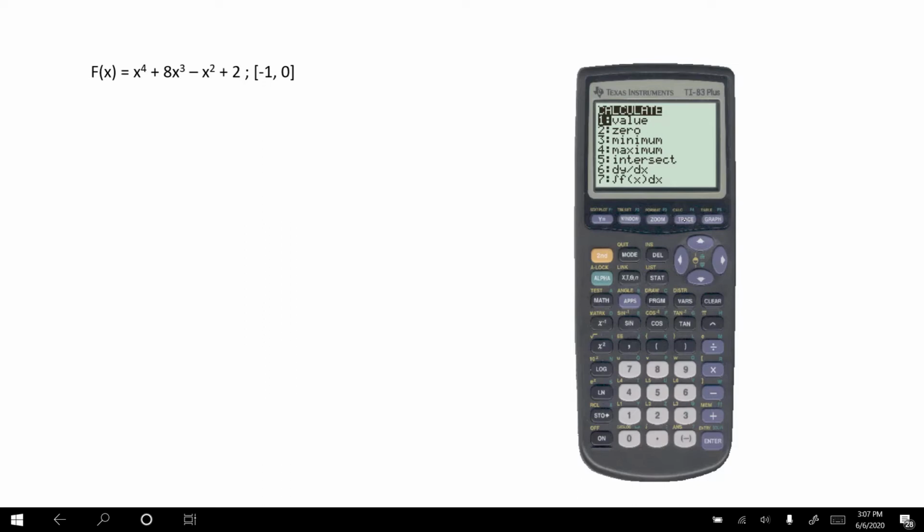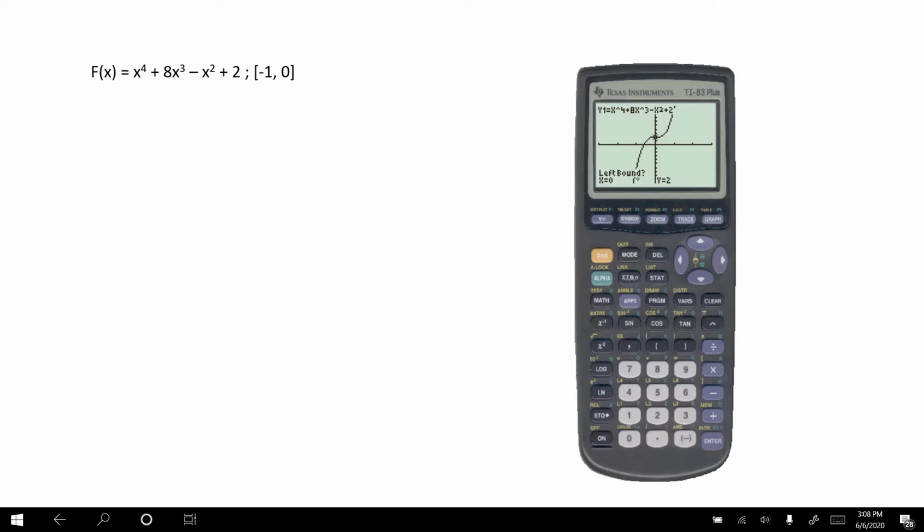So on my screen, it's option number 2. So I'm going to click on number 2. And now notice it's telling me at the top the equation that my blinking dot is on. At the bottom, it's asking me for a left bound, and it's telling me where my blinking dot is located. My blinking dot is on the y-intercept. That's great. I'm not looking for the y-intercept. I'm looking for the x-intercept.